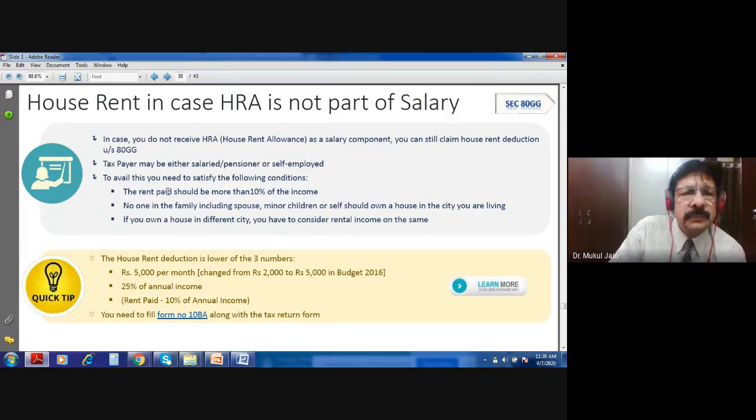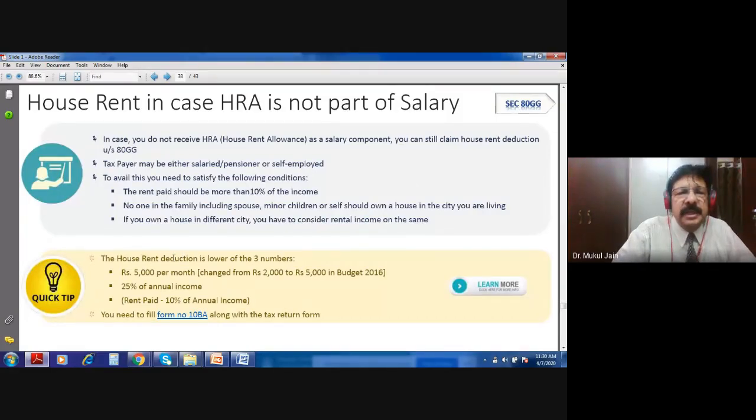The condition is that the rent paid should be more than 10% of the income. And no one in the family, including spouse, minor children, or self, should own a house in the city in which you are living. And if you own a house in a different city, you have to consider rental income on the same.